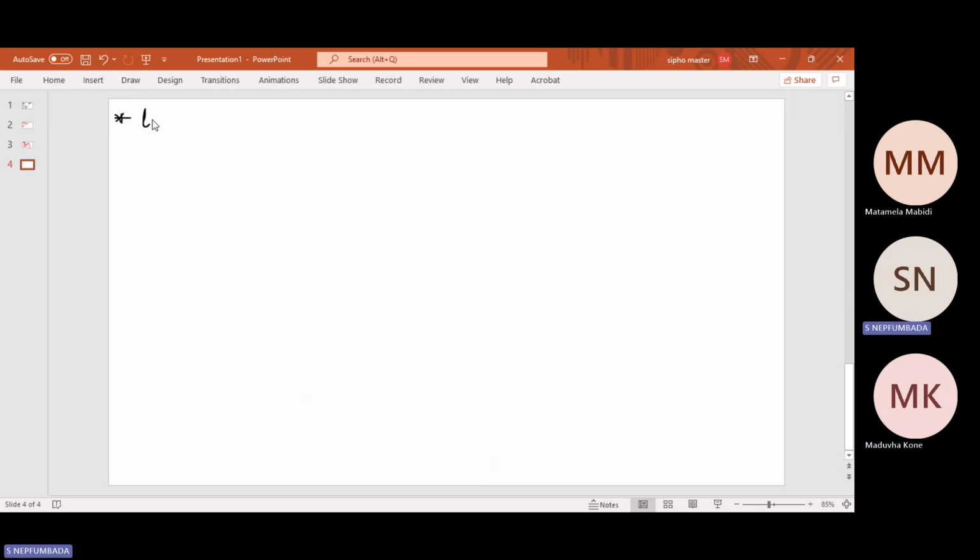Let's say we've got a question like the limit of x approaching 9 of x minus 9 divided by square root of x minus 3. Can you try this one?